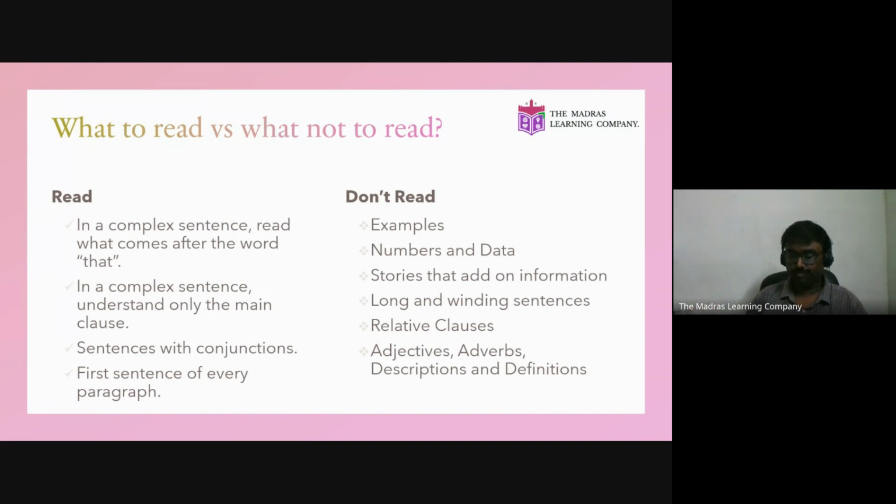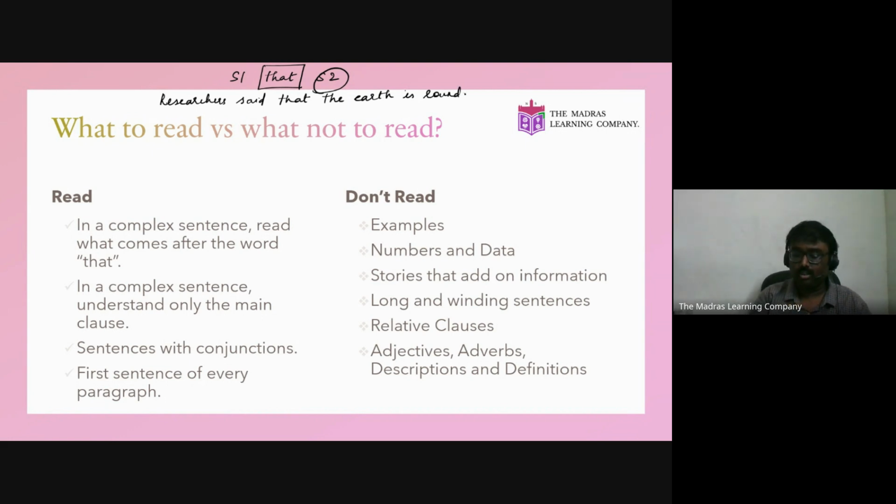Now, what should I read? When you have a complex sentence, and what's a complex sentence, at least in this case, without teaching too much grammar, when you have sentence one, and then you have the word that, and then sentence two. When you see the word that in a complex sentence, read only sentence two, the second part. For example, researchers said that the earth is round.